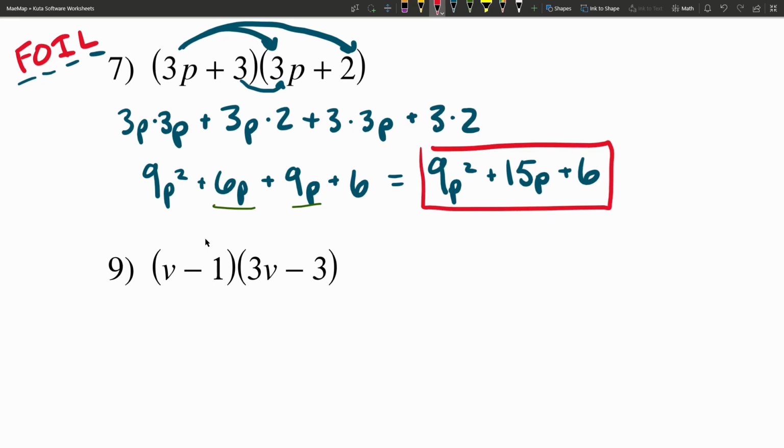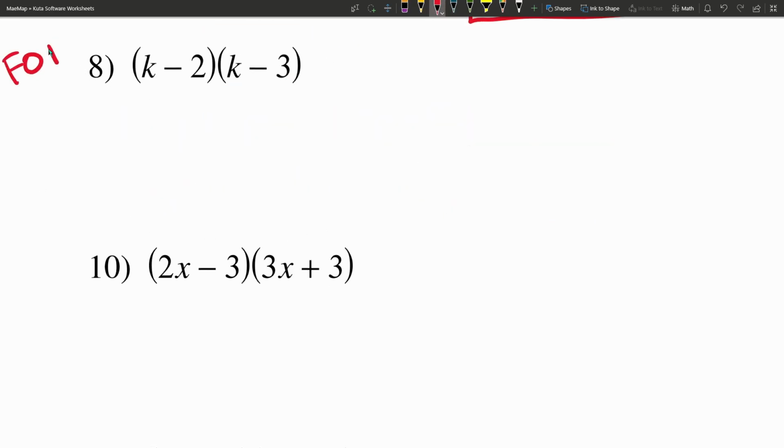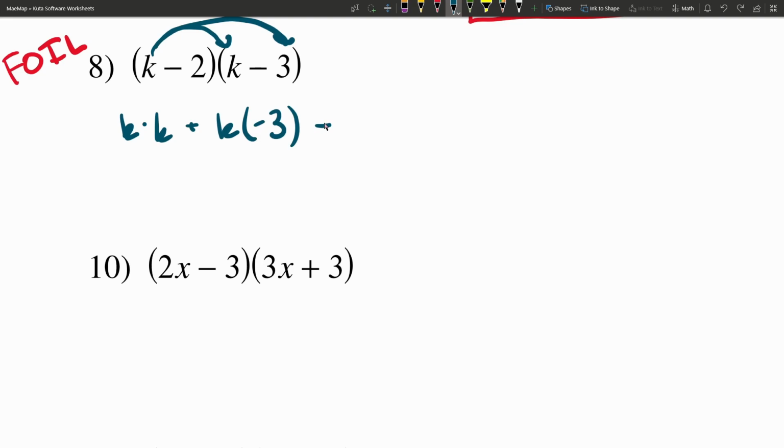Let's move on to number 8. Again, FOIL. First, outside, inside, last. That's going to help us remember how to combine these binomials through multiplication. So first terms, that will be k times k, plus outside terms, k combined with 3, where 3 is subtracted. So that's going to be k times a negative 3. Then our inside terms, adding this 2 that's subtracted, multiplying that by k. So that's going to be a negative 2 times k. And then finally adding our last terms, 2 and 3, both of which are subtracted. So negative 2 times a negative 3.